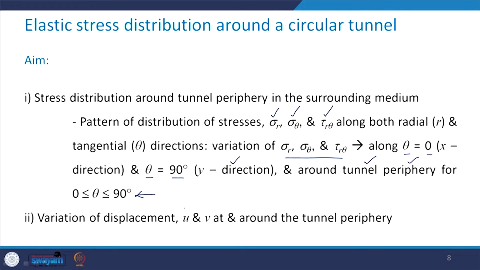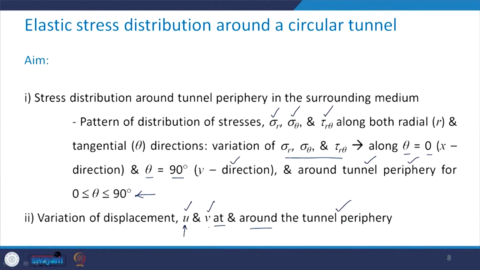Variation of displacement also we would like to see at and around the tunnel periphery, and this variation of displacement we would like to see in the radial as well as in the tangential direction. In the radial direction, this displacement is represented by u, and in the tangential direction it is v.